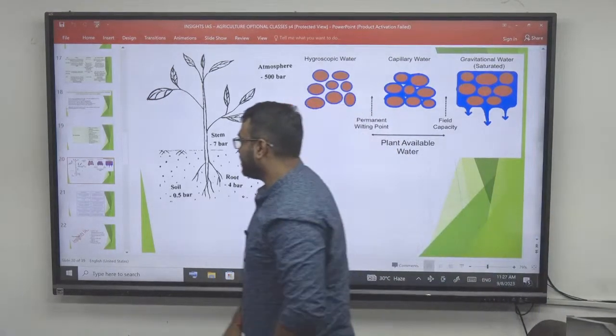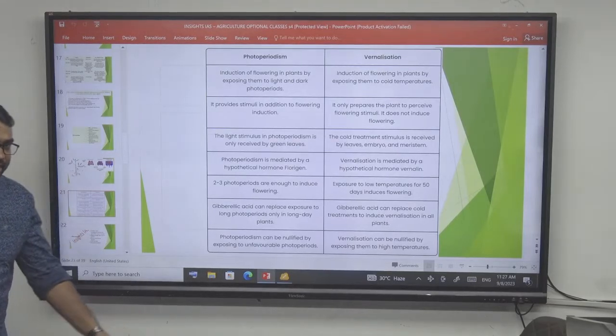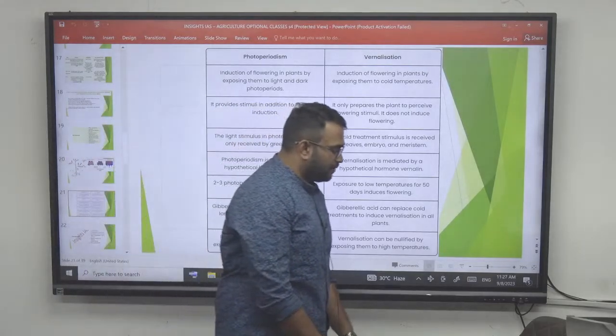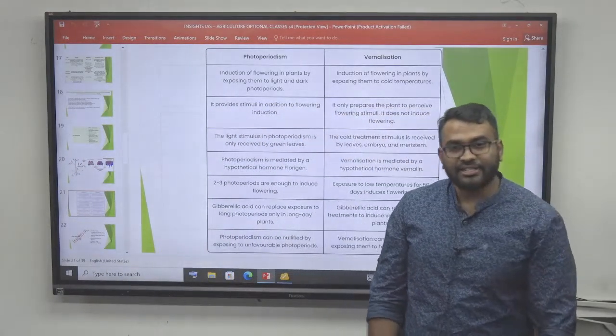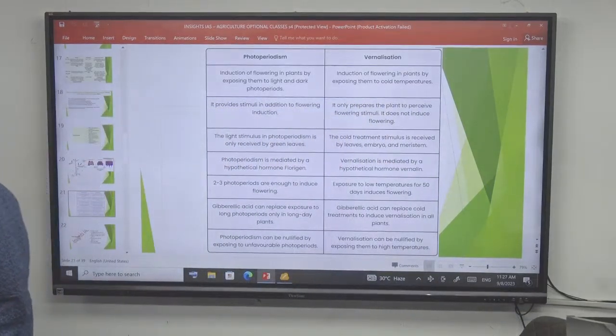Right. Next one, the differences between photoperiodism and vernalization. So if you want, you can take this screenshot also, right? Okay. So basically, as I told you, photoperiodism is altering the light and dark phases for these plants to induce flowering, correct?